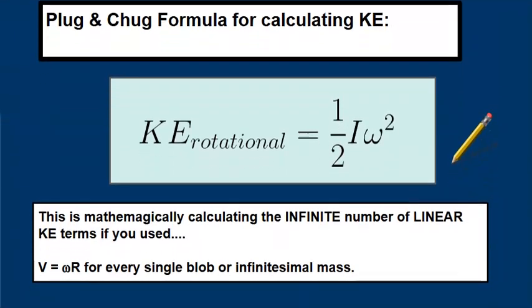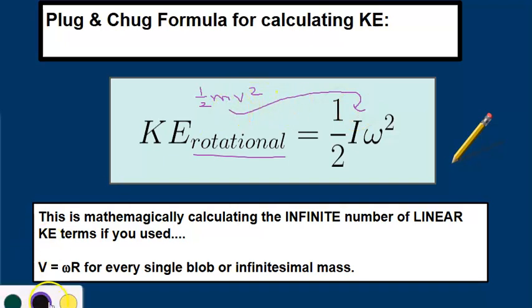All right, this is the last concept, and then I'll do the example problem in a different video. Plug and chug formula for calculating the kinetic energy. Just like linear kinetic energy was 1/2 mv squared, rotational kinetic energy is 1/2 I omega squared, because linear inertia becomes rotational inertia and linear velocity becomes rotational velocity. It ends up being joules.